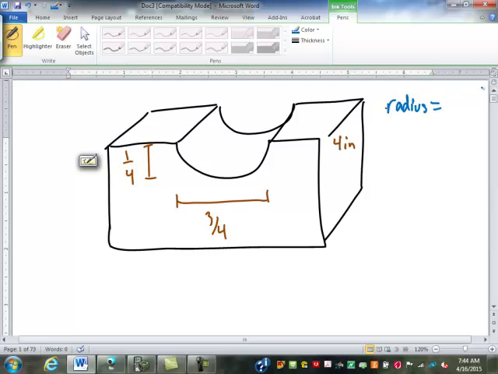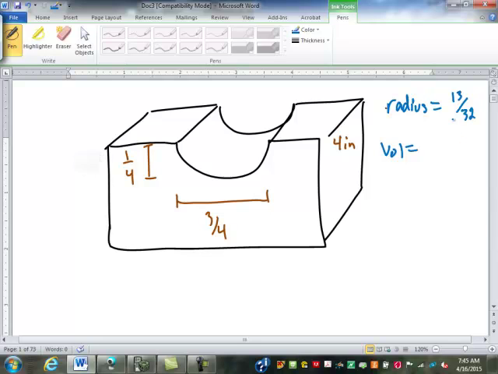What's that? 0.375? No. 13/32 maybe? We can try that. How about the volume of the material? Anybody come up with anything? Okay, well, let's take a look.